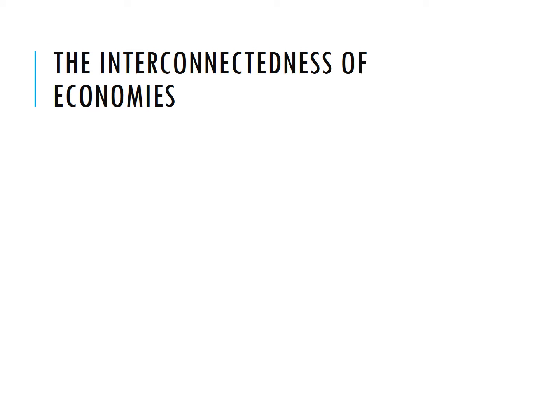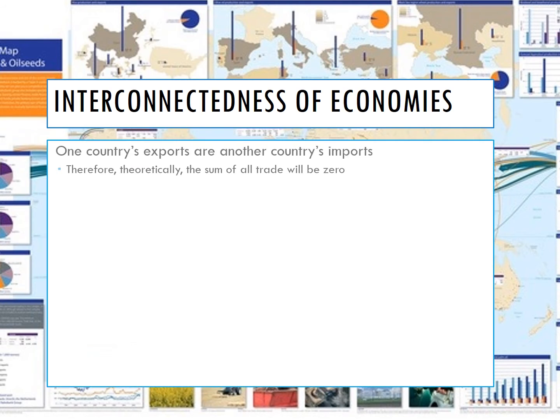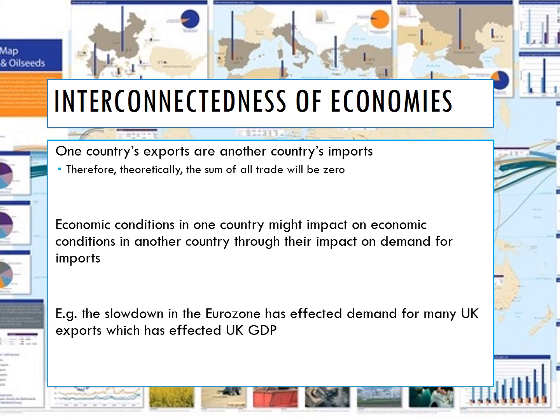What's coming across here is that there is an interconnectedness of economies. Economies are linked together. The exports of one economy is the imports of another. So one country's exports are another country's imports. And so theoretically, the sum of all trade will be zero. And economic conditions in one country might impact on economic conditions in another. For example, the slowdown in the Eurozone has affected demand for many UK exports, which has affected the UK economy and UK GDP.